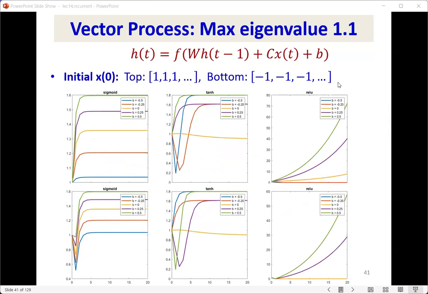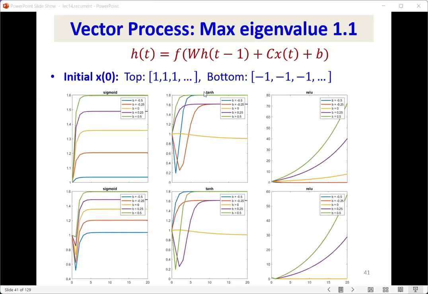The bottom plot is when the first input is all minus ones. And so the two differ in the initial input. And what you will find is that in both cases, if you look across the sigmoid activations, the vertical axis scales are different. But what you will find is that the long-term response is the same in both cases and depends only on the bias.